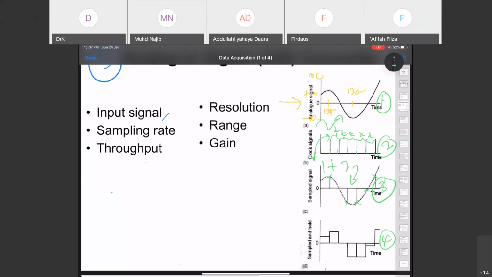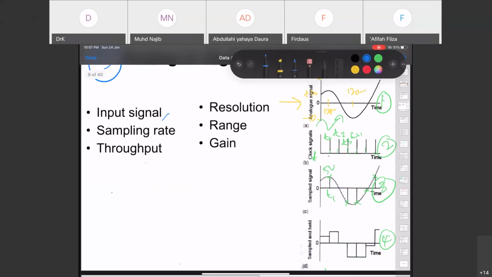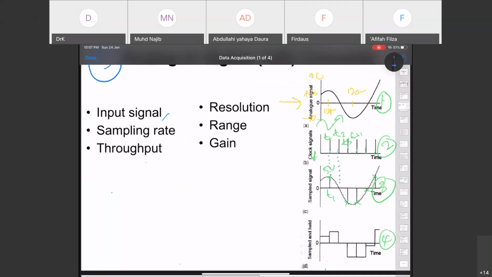So let me remove this. This is T1, this is T2, this is T3, this is T4. So again, at T1, the chip or the A2D freezes the voltage information. For example, here I have 5 volt. This is T1. Okay, this is T2.